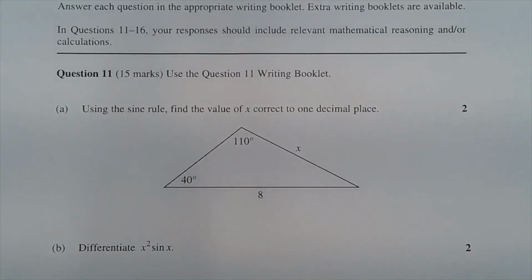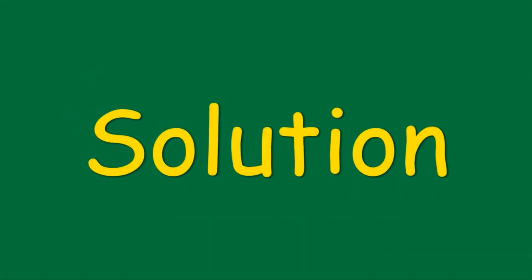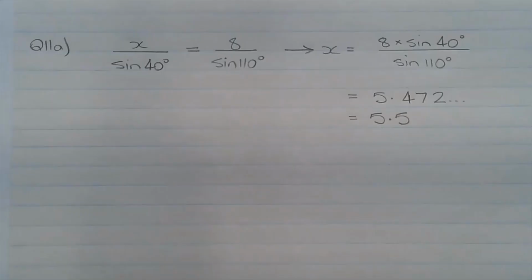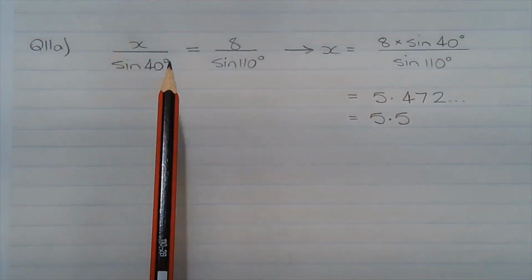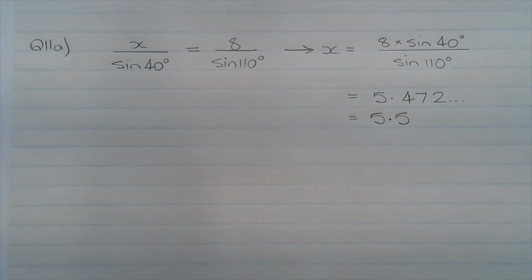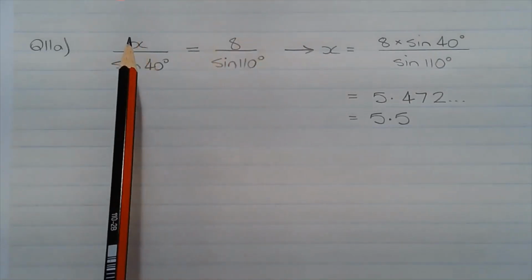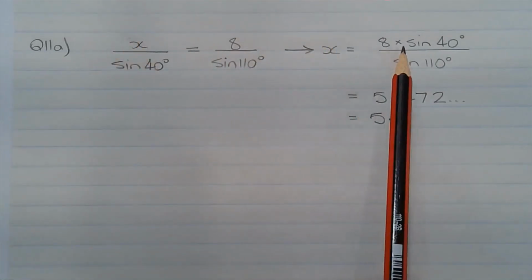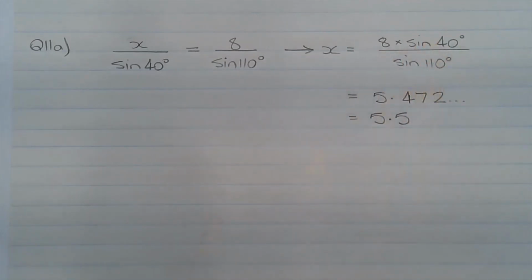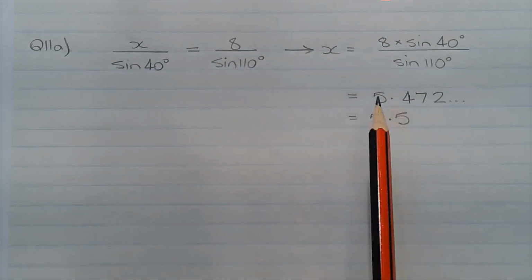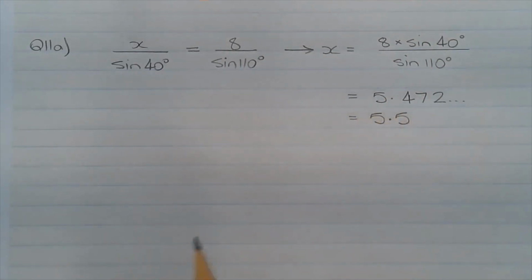Question 11a. Using the sine rule, find the value of x correct to 1 decimal place. Equating the side angle pairs, we have x over sine 40 degrees equals 8 over sine 110 degrees. Rearranging the equation to make x the subject of the formula, we have x equals 8 times sine 40 degrees over sine 110 degrees. Making sure your calculator is in degrees and not radians, that equals 5.472 and so on, and that rounds to 5.5 correct to 1 decimal place.